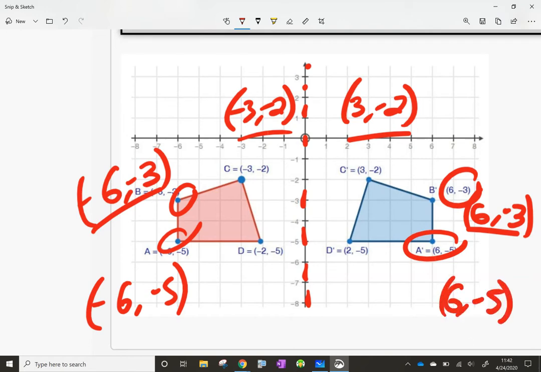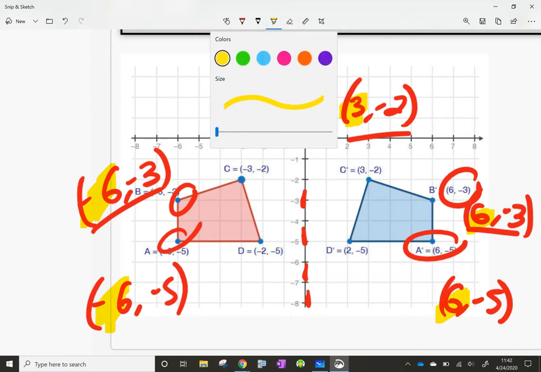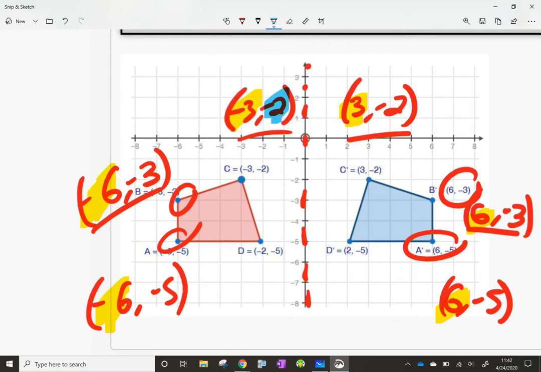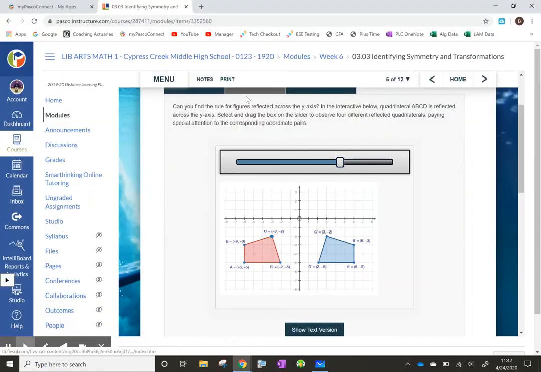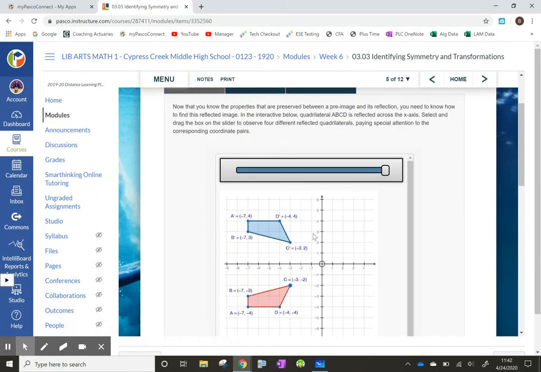So you might notice a pattern here. The pattern being that the x value is changing its sign from a negative to a positive, -6 to a +6. But the y values don't change in sign, right? The y value stayed -2 and -2, stayed -3, -3, -5, -5. This is reflecting over the y-axis. You'll notice a similar but different one when you reflect over the x-axis.